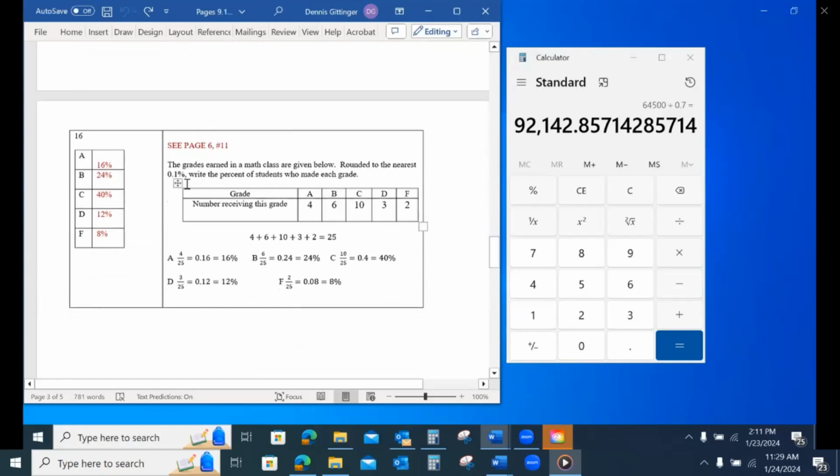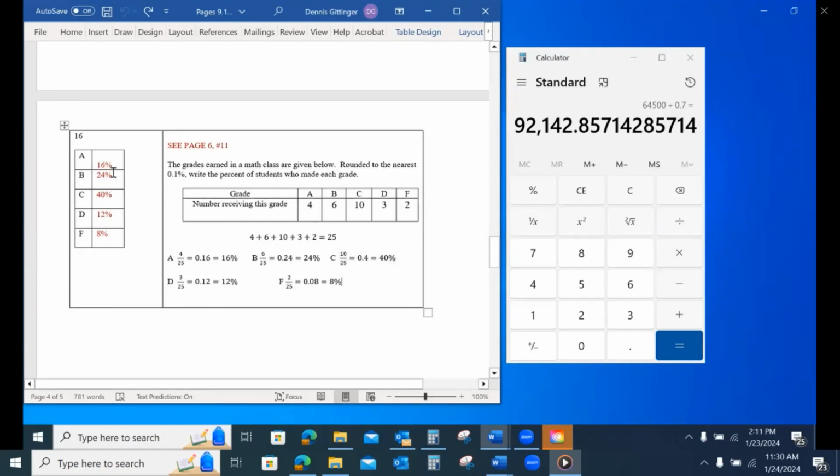And here's our special friend, which is worked out in great detail, a similar problem on page 6. How many A's, B's, C's, D's, and F's? Total's 25. To figure out the percent of each grade, you divide the number that got that grade by 25. And 4 divided by 25 is 0.16, which is 16%. It comes out even. In fact, they all come out even. For the B's, 6 divided by 25 is 0.24, 24%.